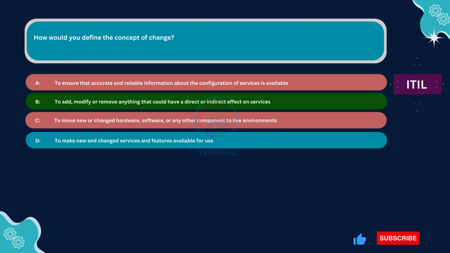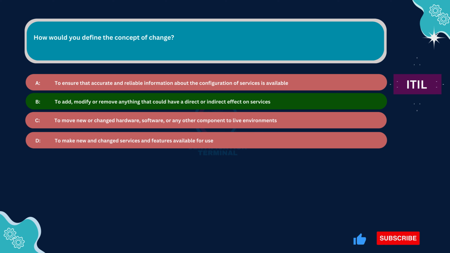Option C is incorrect. This option specifically describes the deployment phase of change management, where changes are moved into production. It doesn't encompass the broader concept of change, which includes the initiation and planning of changes, not just the deployment.